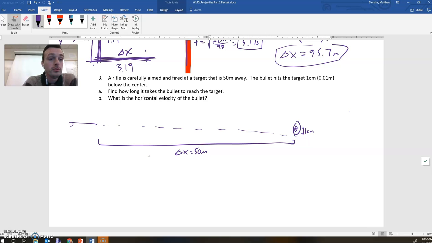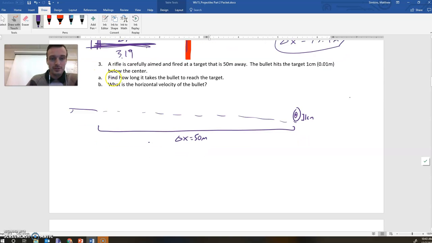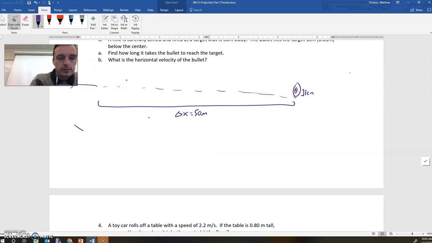Find how long it takes the bullet to reach the target. So we did our picture. We labeled it. I didn't leave myself a lot of space for my XYT table, did I? Let me scroll down a little bit. All right, so let's do our XYT table. X, Y, T.